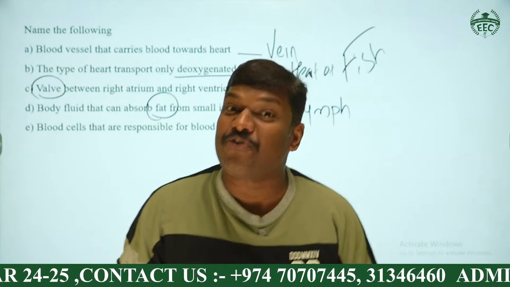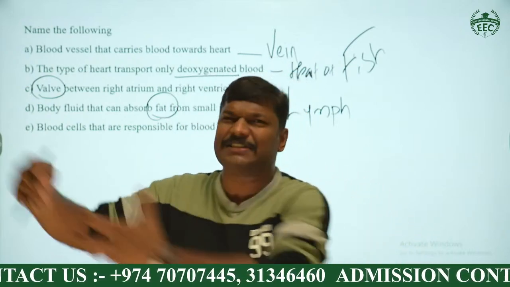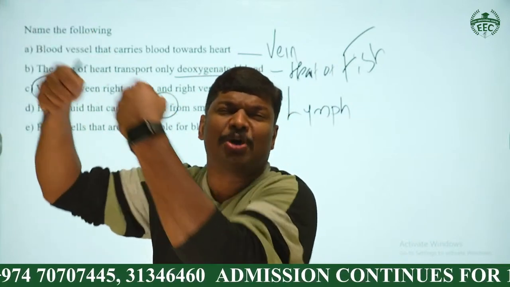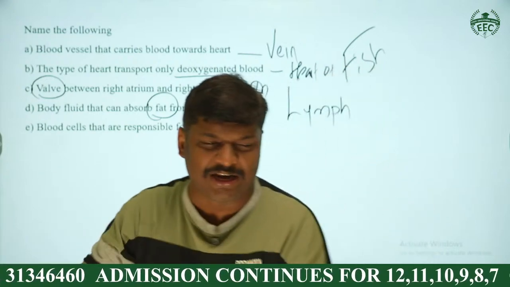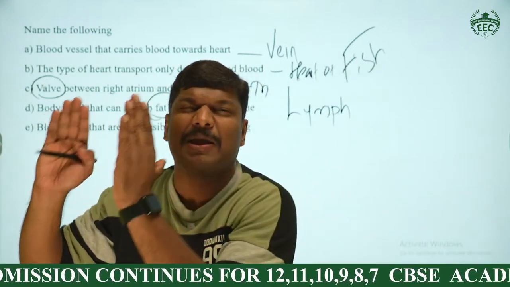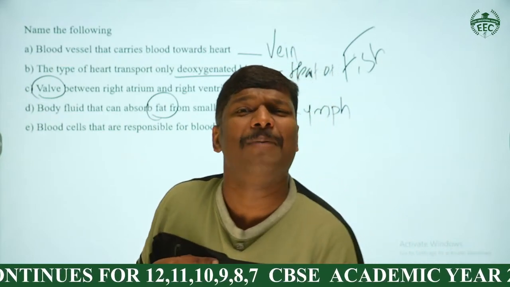Lymph, the friend of blood, right? Blood and lymph are the two body fluids. Lymph is absorbing carbohydrate, proteins and water, and the blood is absorbing all the other material. The water, the carbohydrates, the protein, all are absorbed by blood. So the lymph is telling, I will absorb fat. Hey, a helping hand, right?